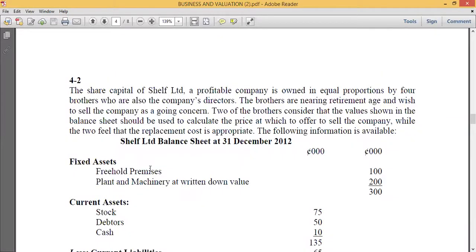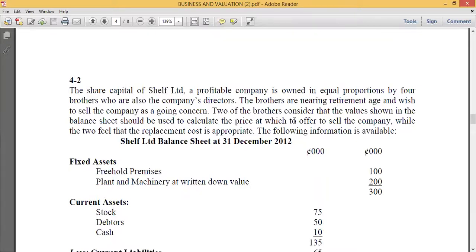Question 4.2: The share capital of Chef Limited, a profitable company, is owned in equal proportion by four brothers who are also the company directors. The brothers are nearing retirement age and wish to sell the company. Have you seen? They're giving one way of valuing a business. If you want to sell a company, it means this company is not on the stock market, right? Two of the brothers consider the values shown. I hope everybody can see; I hope I'm projecting the right one. Good.